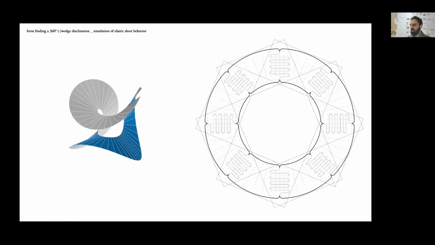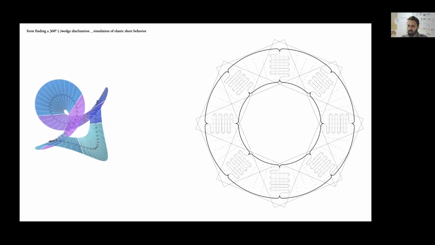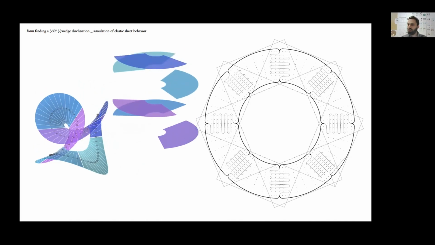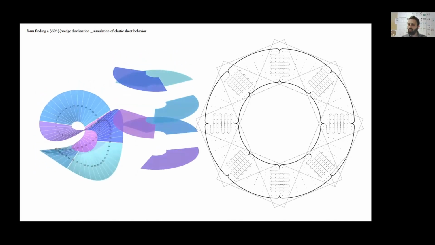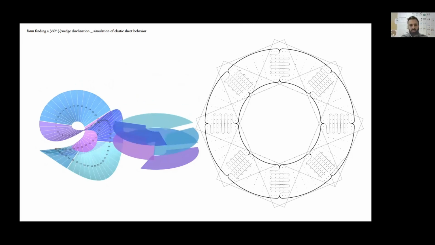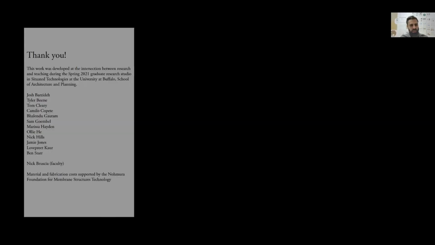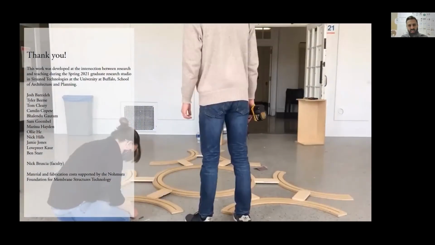On the right, it's just a diagram of the next step, which is to take the unrolled surface and break it down into discrete pieces from which we could start to fabricate our parts.